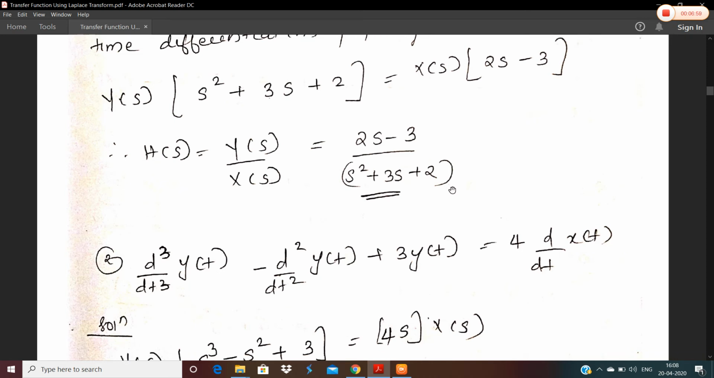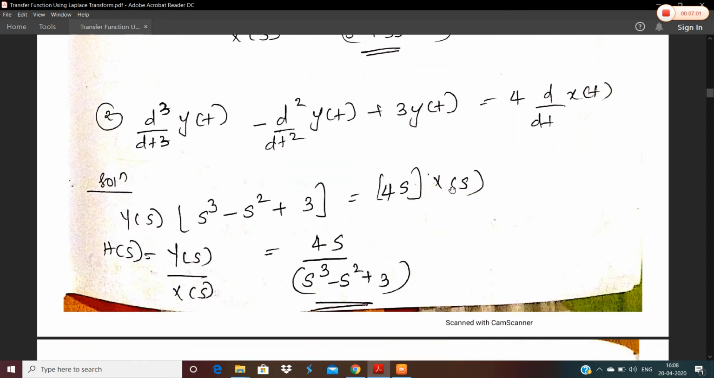Hope it's clear. In the same way, this is another problem. Here you have a d cube by dt cube term, so you will have s cube. Minus d square by dt square will contribute a minus s square term, plus 3. There is no differential term, so it is just 3 whole into y of s, because in all the cases it is y of t, which will be converted to y of s.